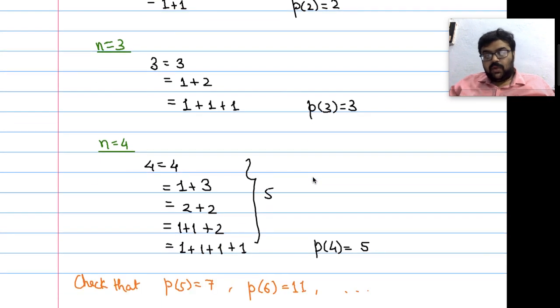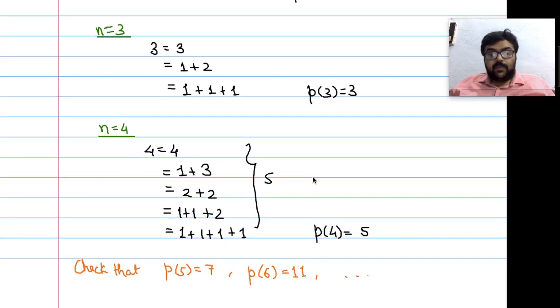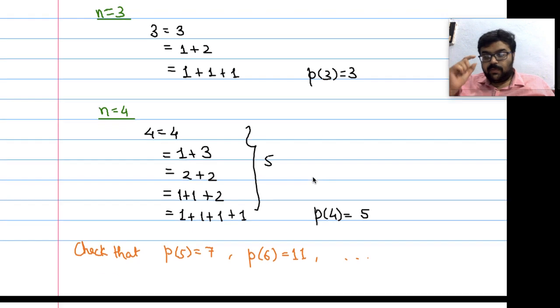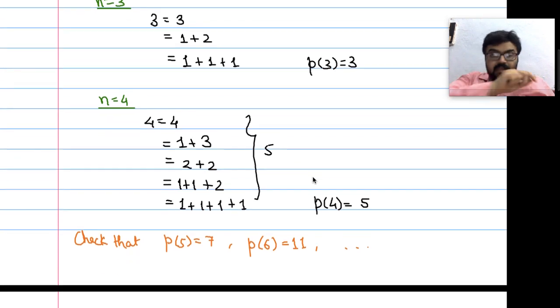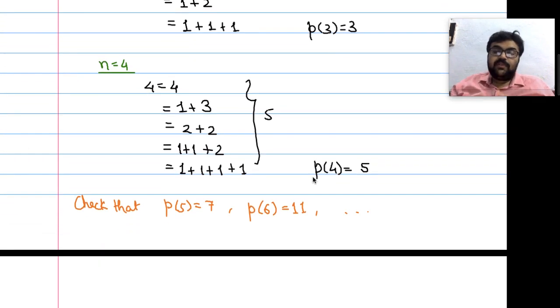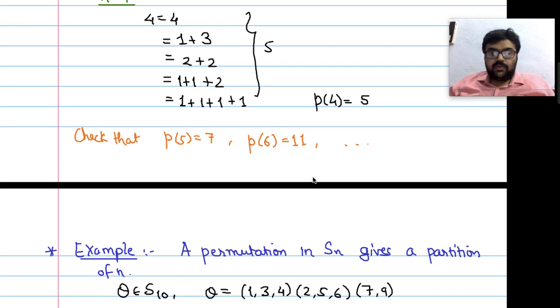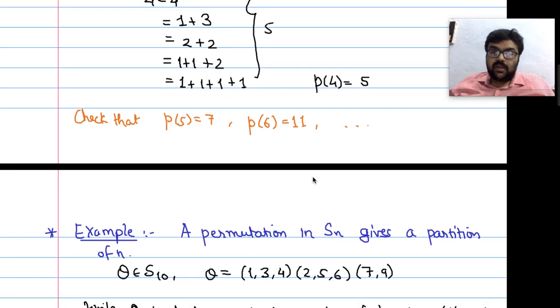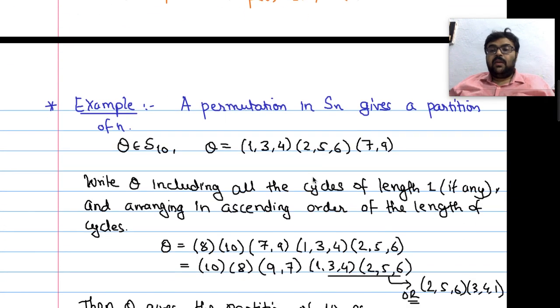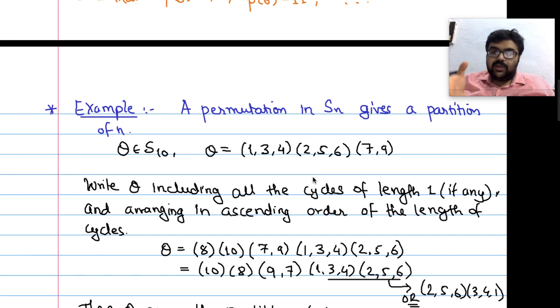So in this order, P of 4 is 5. The number of partitions of 4 is 5. Similarly, check the number of partitions of 5 is 7. Check the number of partitions of 6 is 11. Try to list all possibilities. If you are getting 10, you are missing 1. So that's how you get all 11. If you are getting more than 11, that means you have listed some entry multiple times. So this is what we have seen. Now the thing is how it is related to Sn.